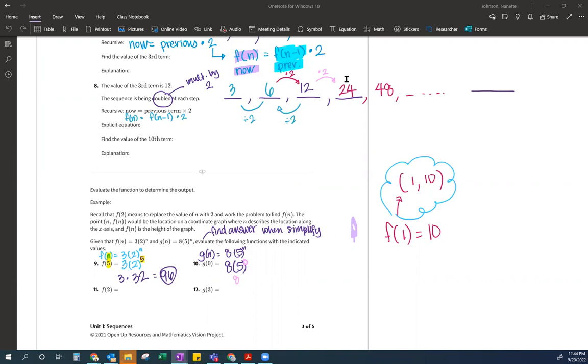So here's my n, here's my f of n. And so the first term I already knew was 3. And my second term was 6. My third term was 12. My fourth term is 24. And my fifth term is 48. And so I asked you guys, hey, how did I get from 3 to 6? And you're like, oh, just multiply by 2. So instead of writing it like this, I wrote it like this, 3 times 2.